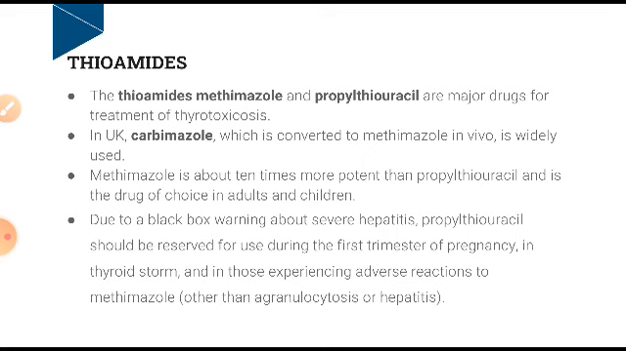Here, a very important point is that propylthiouracil is a drug which we should keep in reserve for the first trimester of pregnancy, in thyroid storm, right, and in those experiencing adverse reactions to methimazole. So, in these conditions, either the first trimester of pregnancy, thyroid storm, or in patients experiencing adverse reactions with methimazole, propylthiouracil can be used.